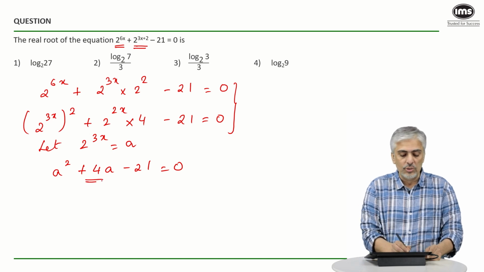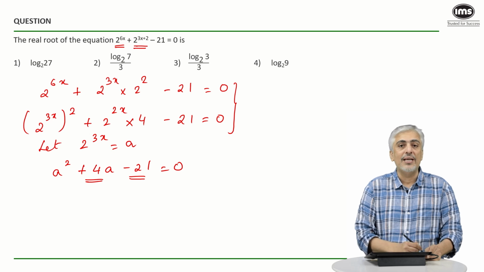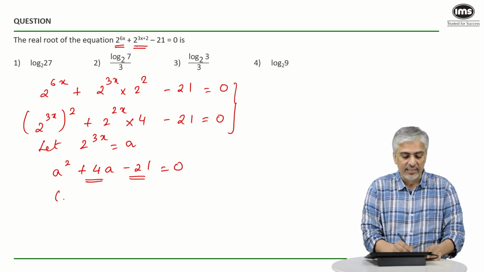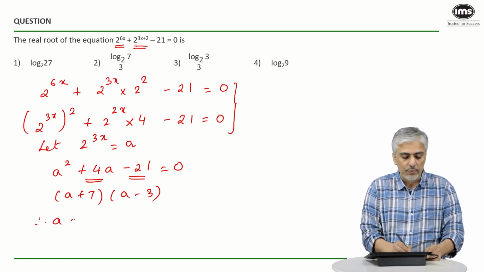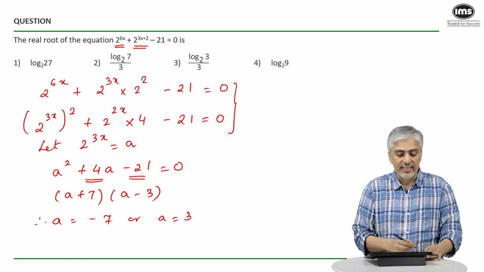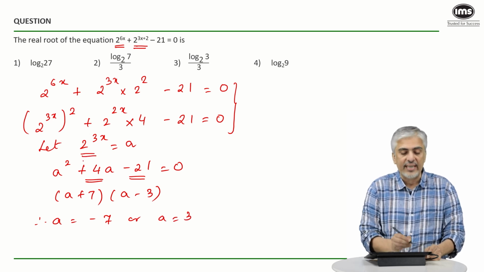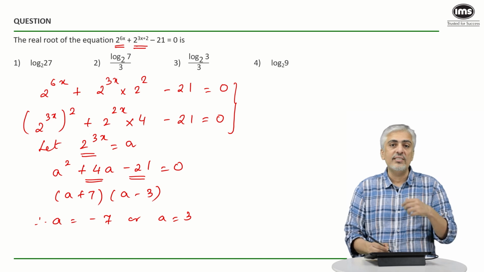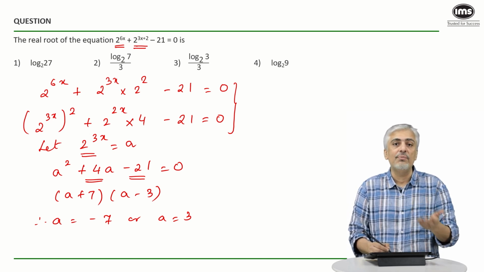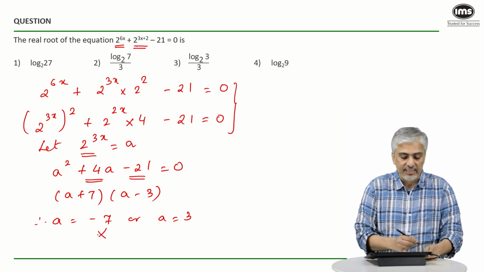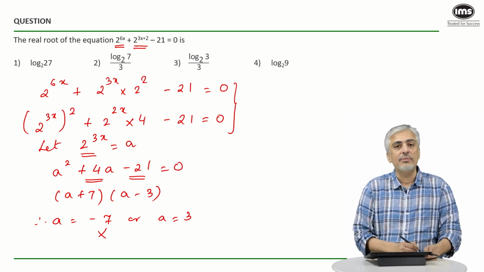I need two numbers whose sum is 4 and product is negative 21. Numbers will be plus 7 and minus 3, which means the factors will be a plus 7 and a minus 3. Therefore, the values of a will be minus 7 or a will be 3. Now understand 2 raised to 3x. If 2 is raised to anything, the answer can never become negative, which means a equal to minus 7 is not possible. The only possibility is 3.